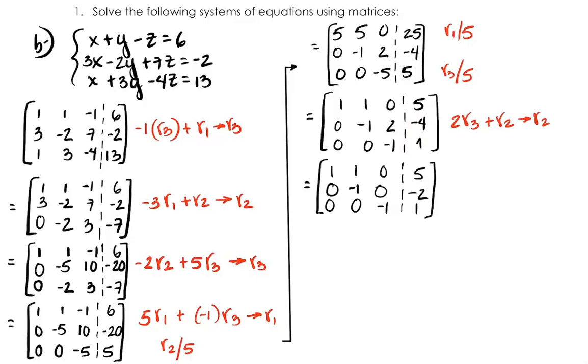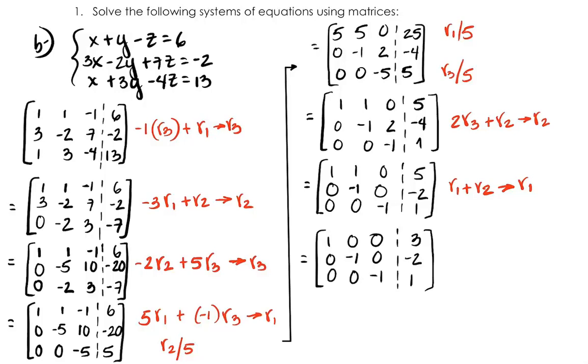Now we're going to add row 1 and row 2 and get a new row 1. 1 plus 0 is 1. 1 plus negative 1 is 0. 0 plus 0 is 0. And 5 plus negative 2 is 3. Row 2 and row 3 stay the same.